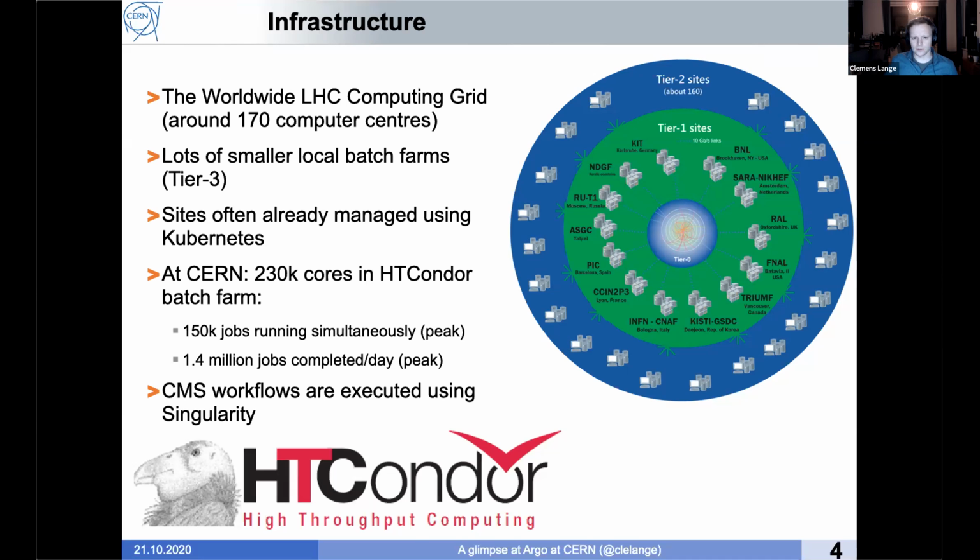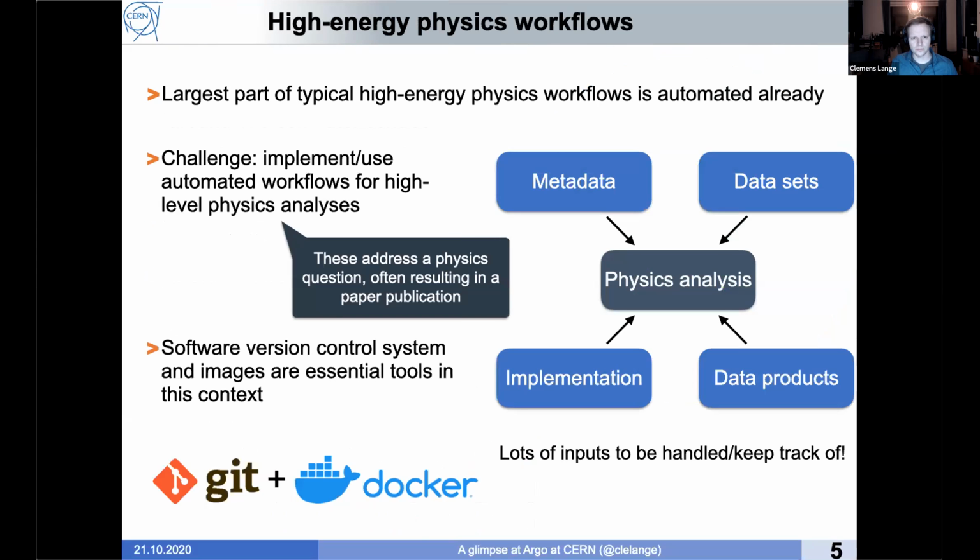The sites themselves are often managed using Kubernetes. And at CERN, we have a big batch computing farm. It consists of around 230,000 cores. It's running HTCondor, a high throughput computing software, and it's running around 150,000 jobs simultaneously. That's a peak value, and 1.4 million jobs are completed per day. And the standard workflows for the CMS experiment are executed using Singularity. So they're not using Docker, but they're using Singularity, with already containerized workflows.